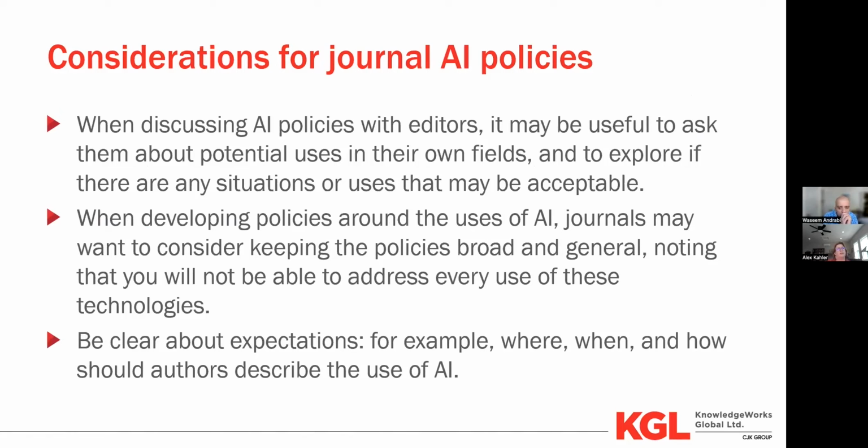So if your journal or society has not yet come out with a firm decision, or maybe you're reevaluating your decision, some advice that was given at the CSE conference was that when discussing AI policies with editors, it might be useful to ask them about potential uses in their own fields and explore whether there are any situations or uses that may be acceptable. I think a lot of the policies that have come out this year have been pretty firm, but it may be that we need to have a broader discussion because we can't necessarily stop all of its use.